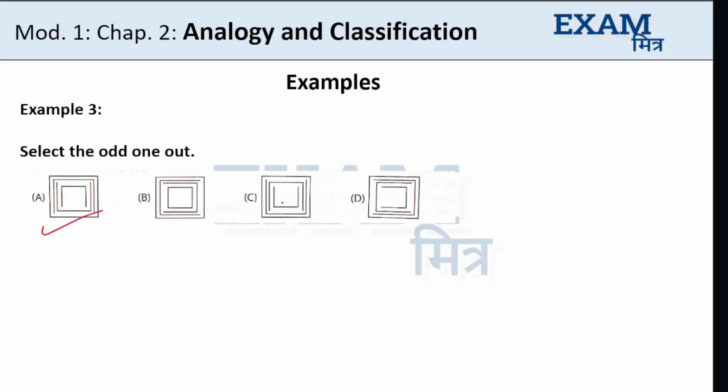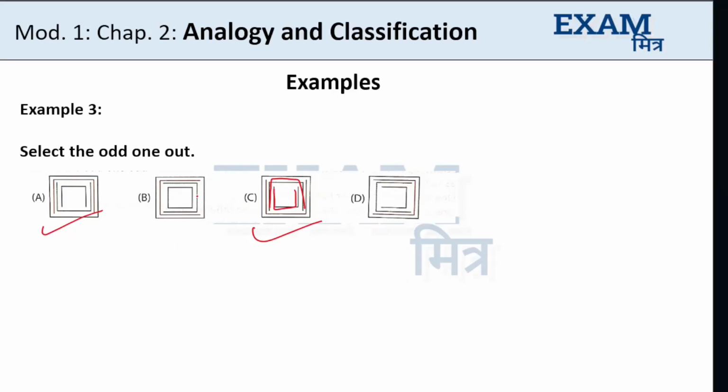So this is following that. This is also following that. This is one-sided open, this is one-sided open, and this is as well one-sided open. So this is also following that, and this is as well following that. This thing is not following. You can see this is a closed figure. So that means this is the odd one out.